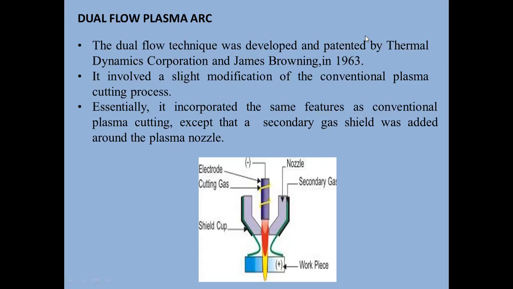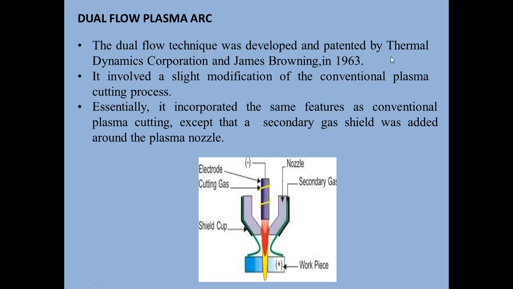It involved a slight modification of the conventional plasma cutting process. Essentially, it incorporated the same features of conventional plasma cutting, except that a secondary gas shield was added around the plasma nozzle. See, we have a failure due to double arcing at the nozzle. So that was overcome by the dual flow plasma arc torch by supplying a secondary shield gas.